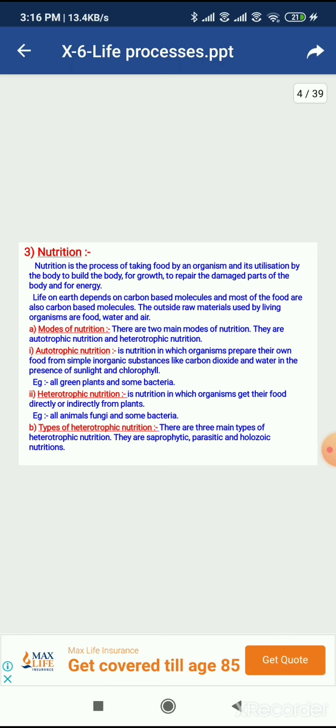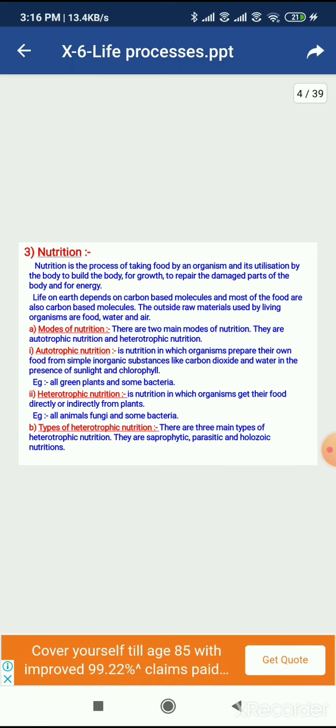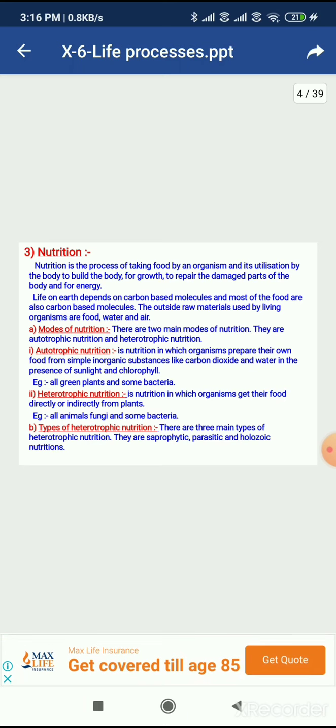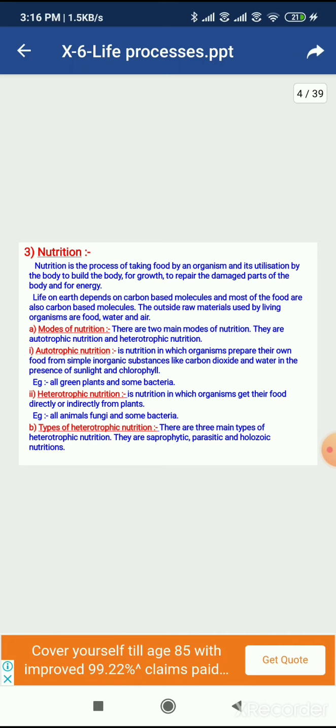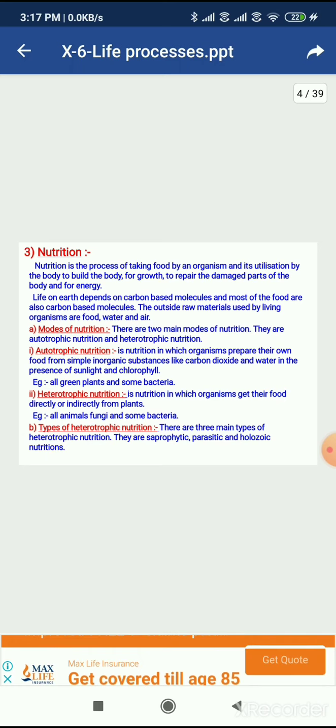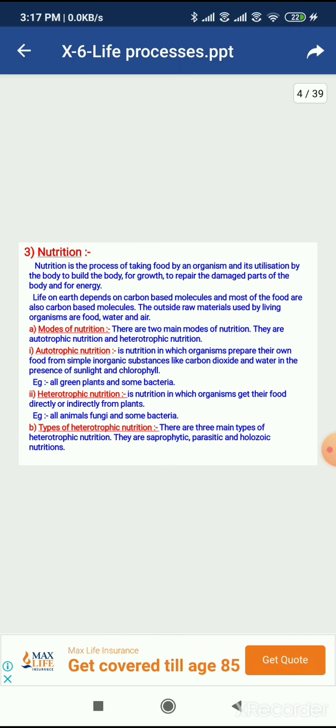activities. So life on earth depends on nutrition, and this nutrition depends on various molecules which are based on carbon, and most of the food are also carbon based molecules. For example, our organic compounds, they are mostly made up of carbon. So carbon is very important. Carbon is quite important and acts as a raw material for the food molecules. Other raw materials used by living organisms are food, water and air.